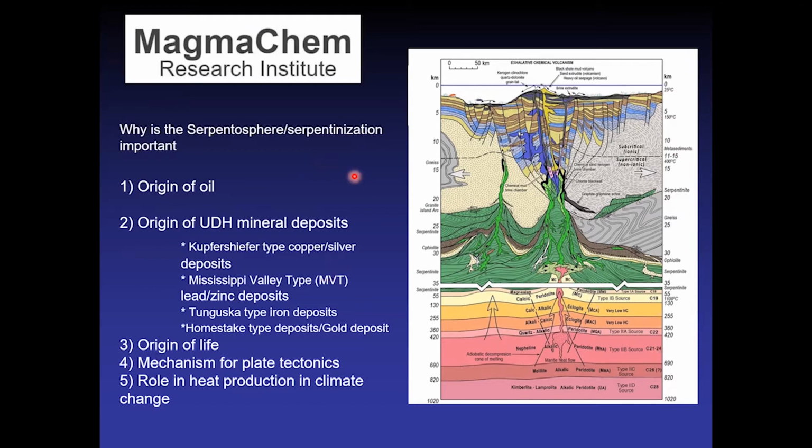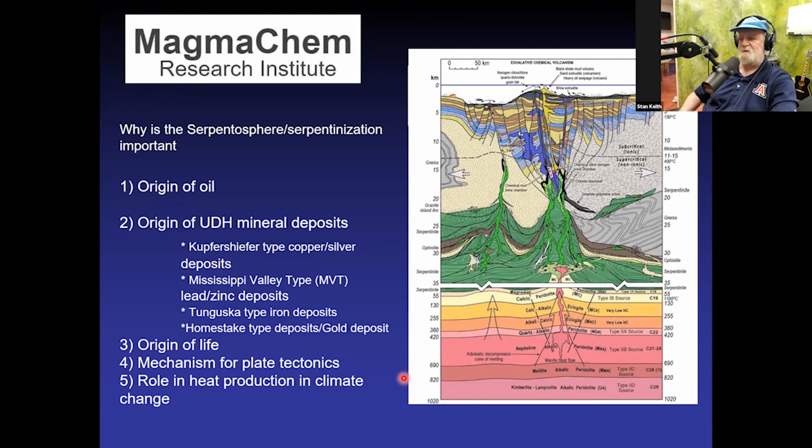Why is it important? Well, first of all, as I've already alluded to, it has a big thing to do with the origin of oil. Certain classes of mineral deposits, such as the Kupferschiefer, copper, silver, Mississippi Valley types, Tunguska iron deposits, and Homestake gold deposits, tie into it. The origin of life ties into it, as Tyson has already alluded to. And it's a mechanism for plate tectonics because it's tectonic grease. As for heat production, the serpentinization process is exothermic, so it liberates heat, and the rate of serpentinization needs to be factored into any climate change model, which is not currently being done.